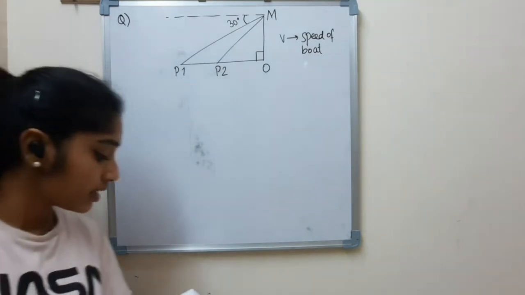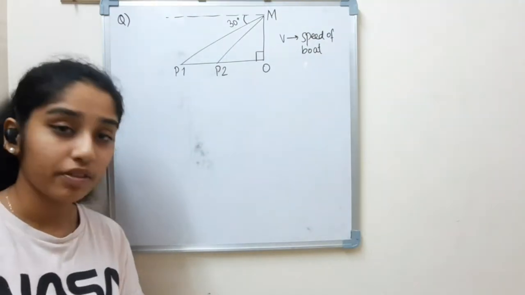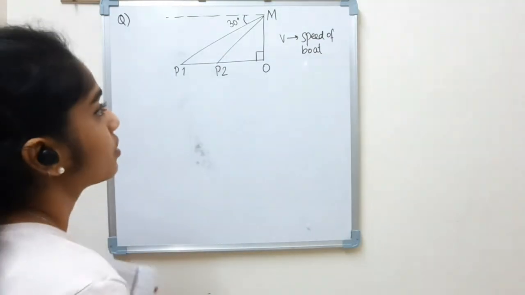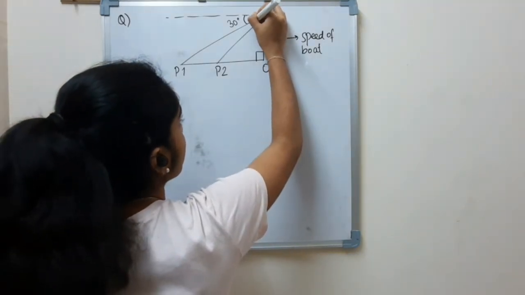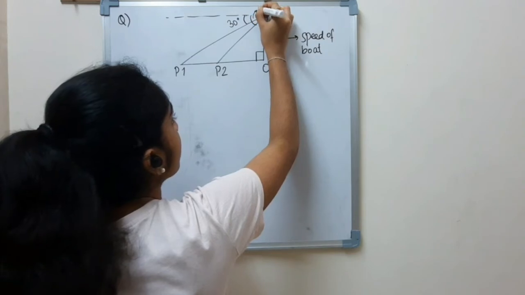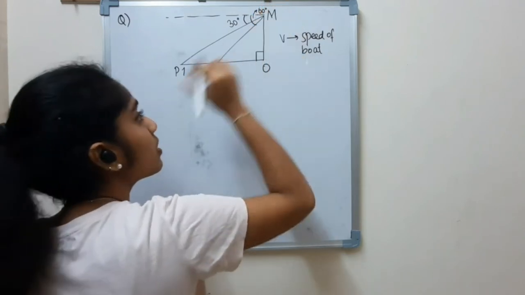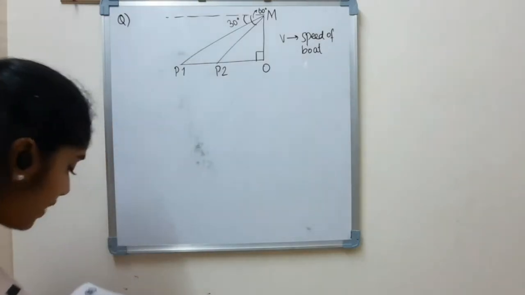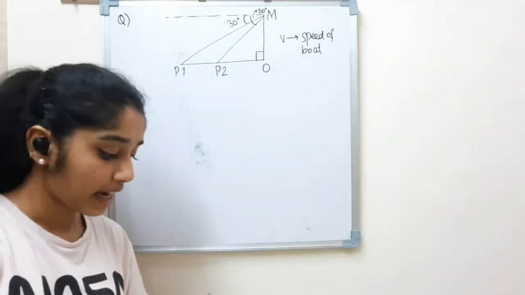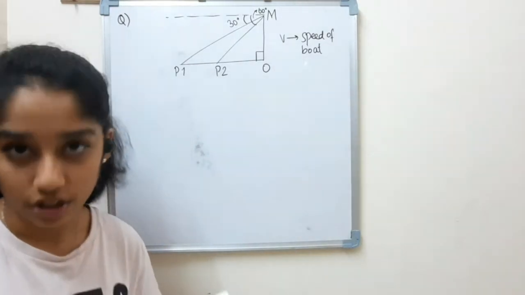Now 6 minutes later, the angle of depression of the boat is 60 degrees. So the man again observes the boat at an angle of depression 60 degrees. This is your angle of depression 60 degrees, and this is your position 2 of the boat. Now we have to find the time taken by the boat to reach the shore.